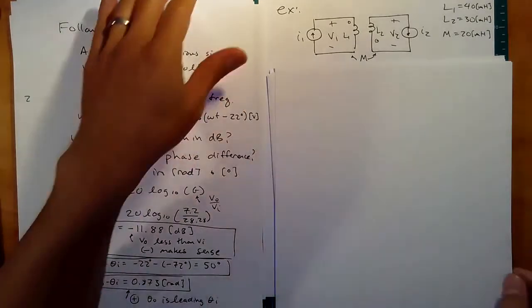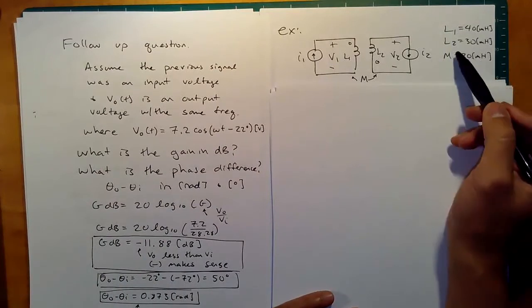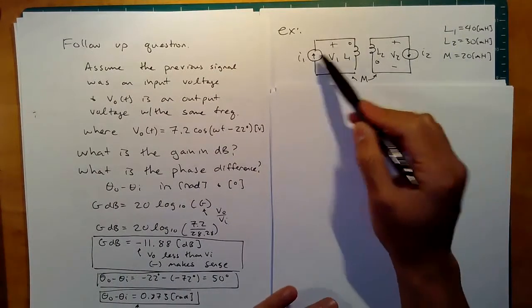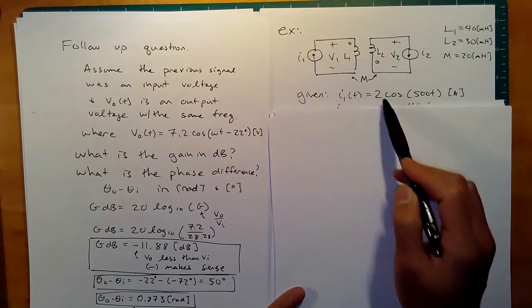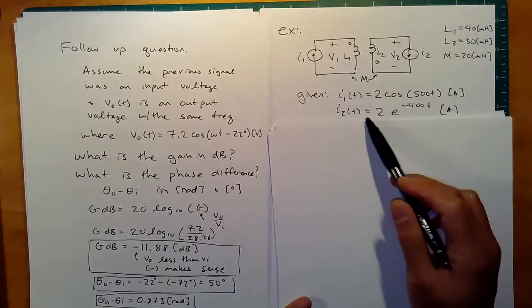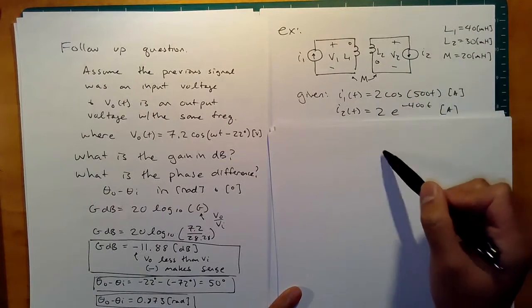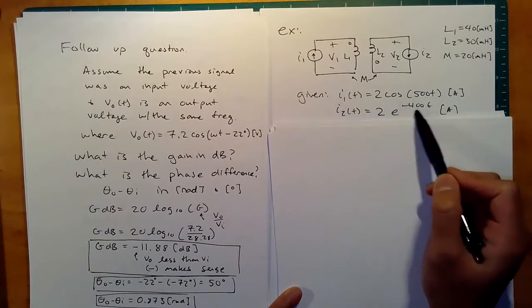Let's do one more simple example. We have a transformer example, and they give us L1, L2, and M. They have two current sources. Let's say this current source is not constant, it's 2 cosine 500t, so this is an AC signal. And let's say this current here is a decaying signal. It starts at 2 and then goes down. So it's a transient signal, which is something we've seen already.